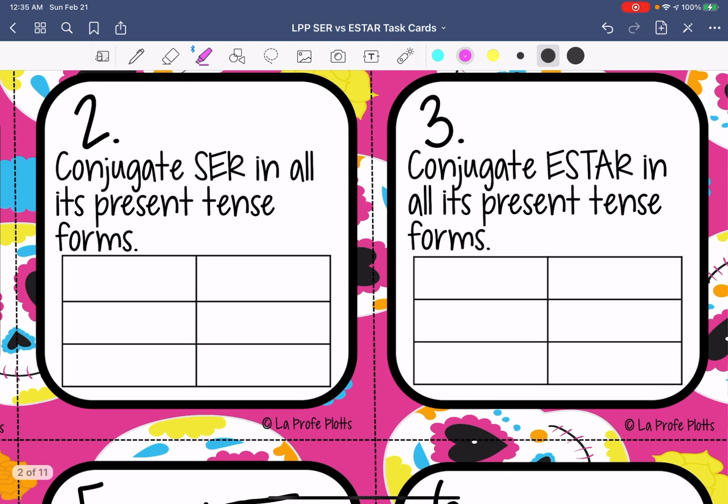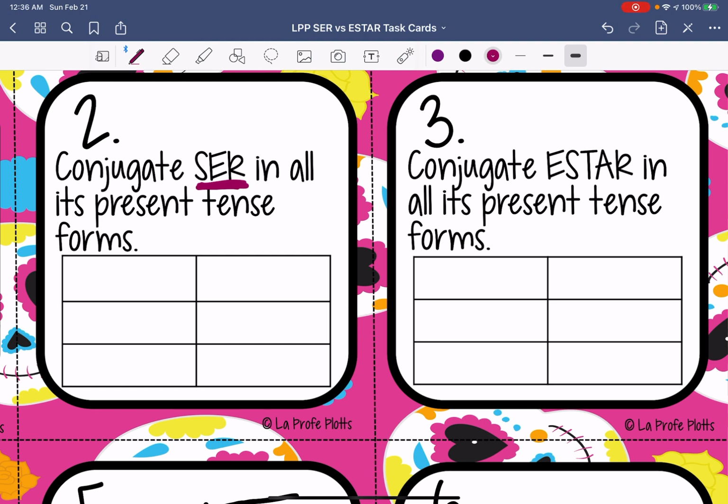The next 2 are going to be a little interesting in how you're going to type them, so make sure that you're paying attention. You are going to conjugate the verb ser in its present tense form. You're not going to write the subject pronoun. You are going to conjugate the verb ser. So you should have a total of 6 answers in your blank number 2.